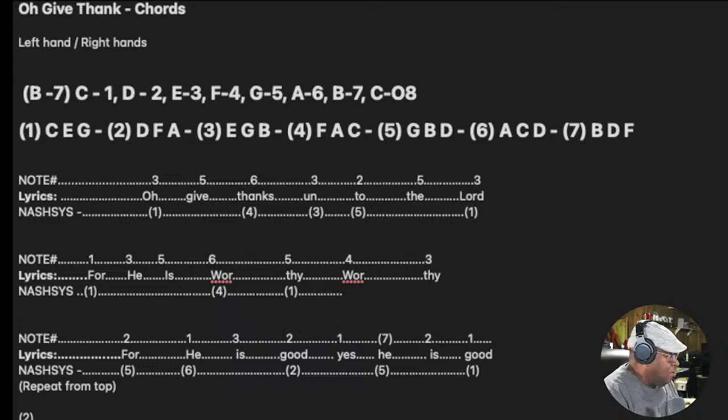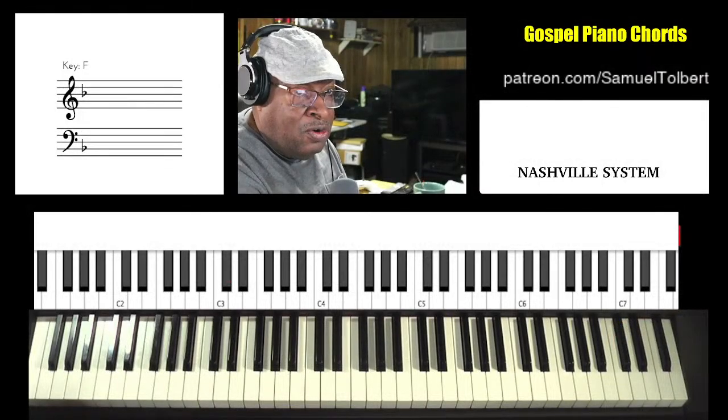We'll go with a 5, which is a basic chord. So again, you could change it. They're interchangeable, the 2 and the 5. "For he is worthy." You know what? I could put the 2 there. We'll give it some distinction. We'll put the Nashville 2 on "worthy."